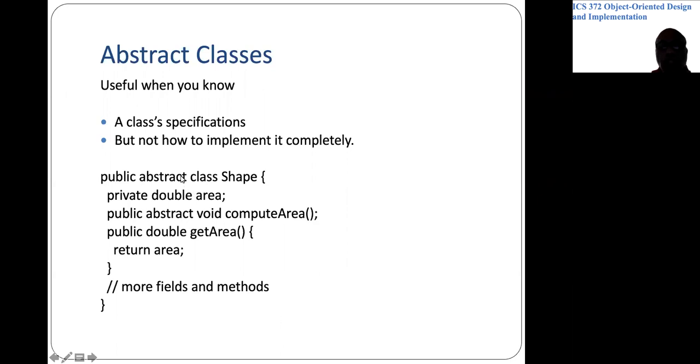An abstract class need not have any abstract methods, but if you have a method that is declared abstract, the class has to be declared abstract. And you cannot instantiate an abstract class. That ends the lecture material.